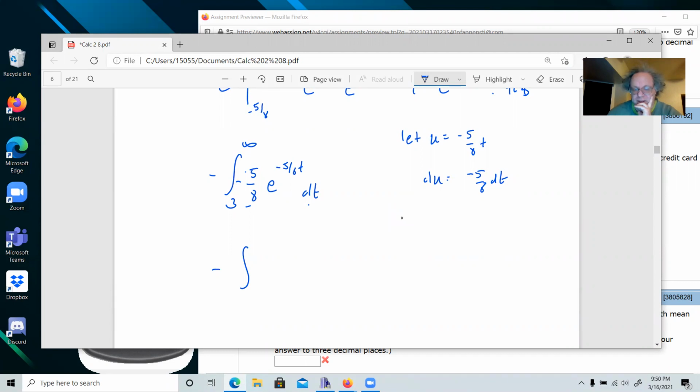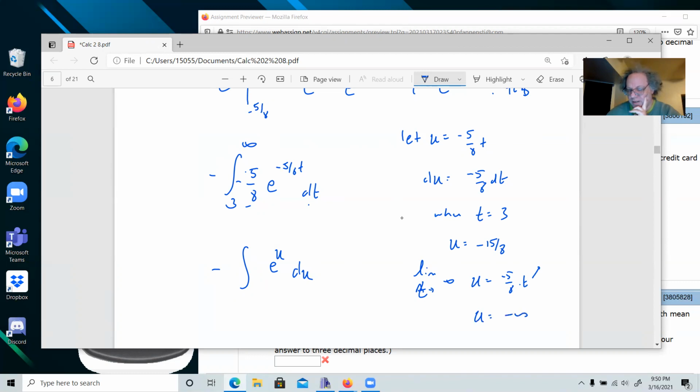We'll deal with that in a minute. E to the u du. Now, when t is equal to 3, u is equal to negative 15/8. And when we take the limit as t goes off to infinity, u is equal to negative 5/8 times a very large number.